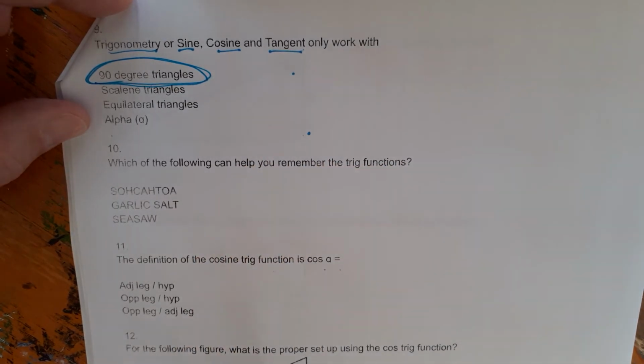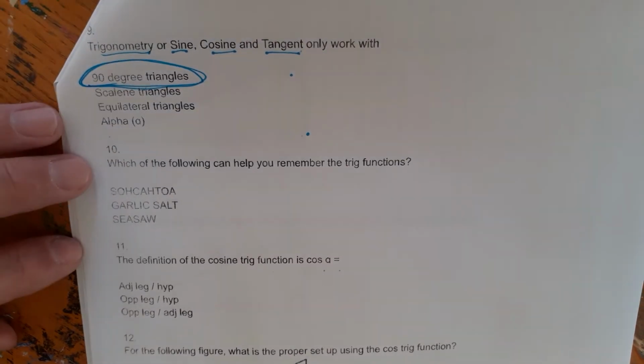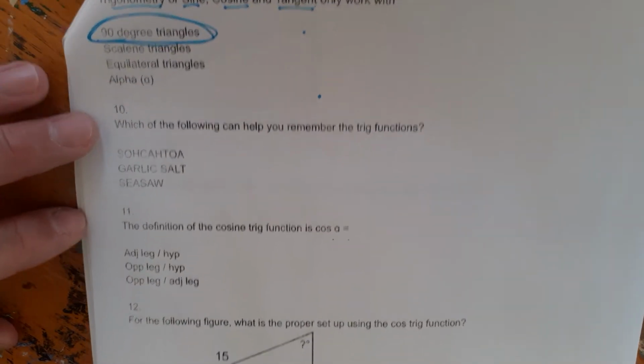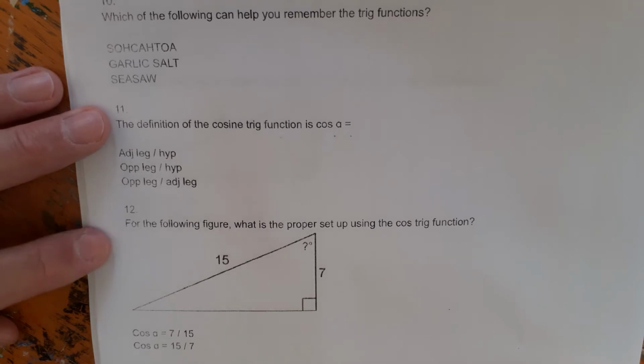But keep in mind, in the last two lessons we'll do the law of sines and the law of cosines, and those do deal with non-90-degree triangles, right? But what they're trying to get us to say is, hey, trigonometry mainly deals with 90-degree triangles. All right, let's go to this.